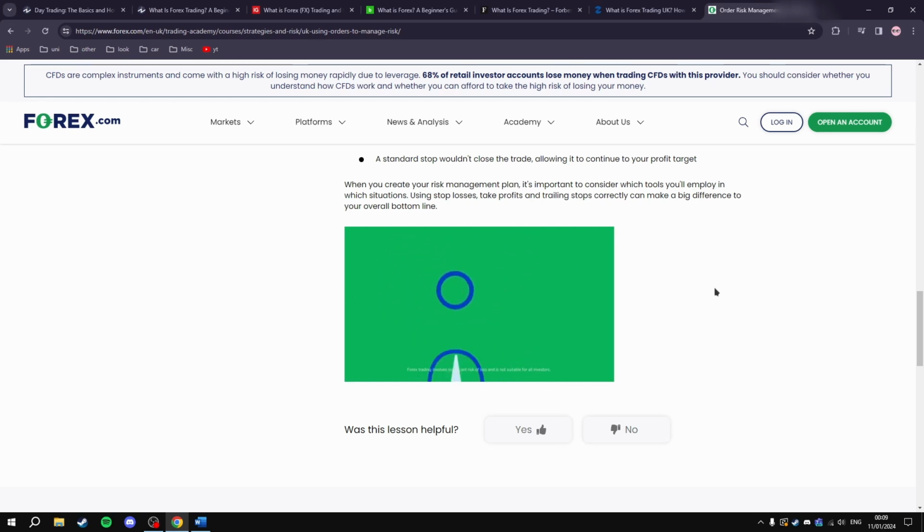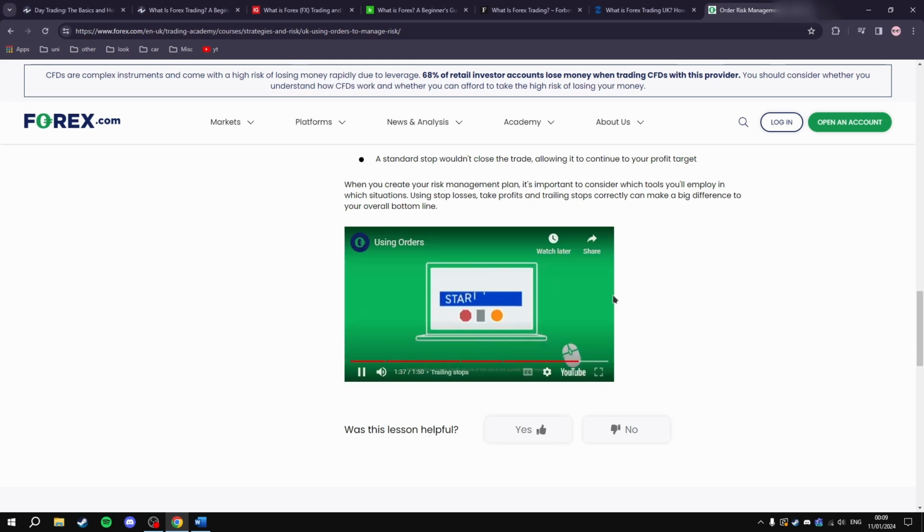Human nature is to keep going if you're winning, or to hope the market will bounce back if you are losing. Stop orders and profit targets can prevent your emotions getting in the way of potential profits, and it's good discipline to place them before or at the point of a trade. You can find out more effective ways of managing your risk on Forex.com.